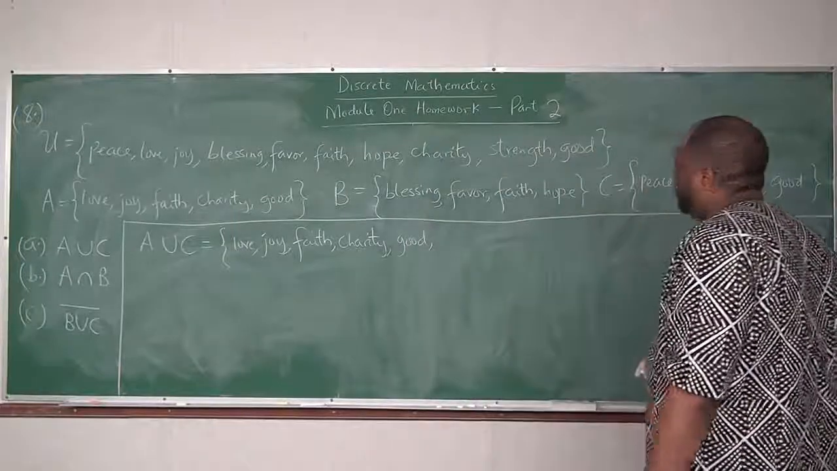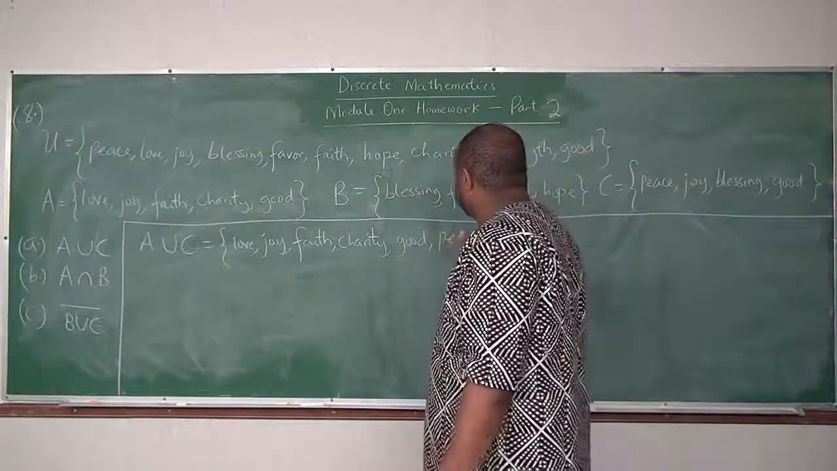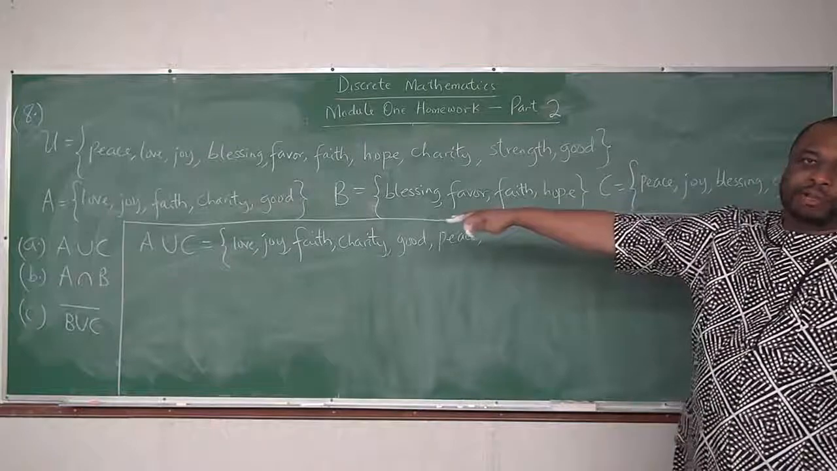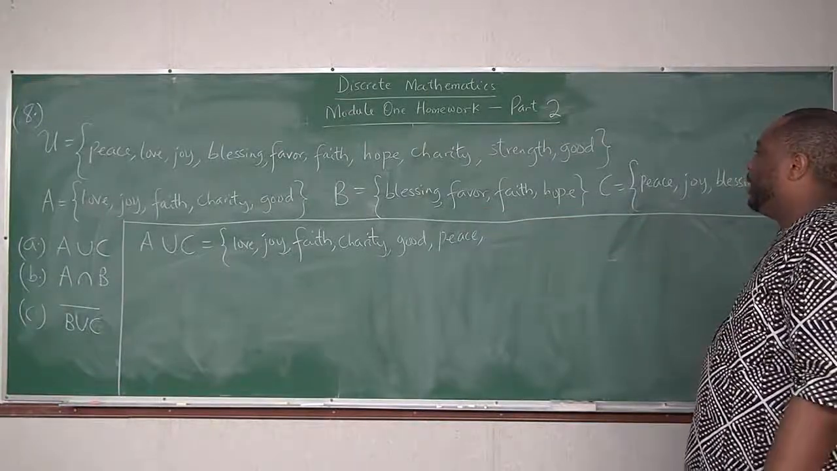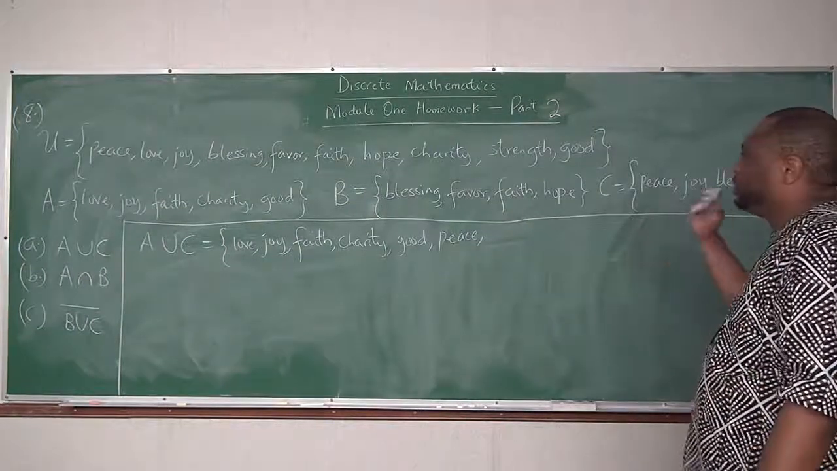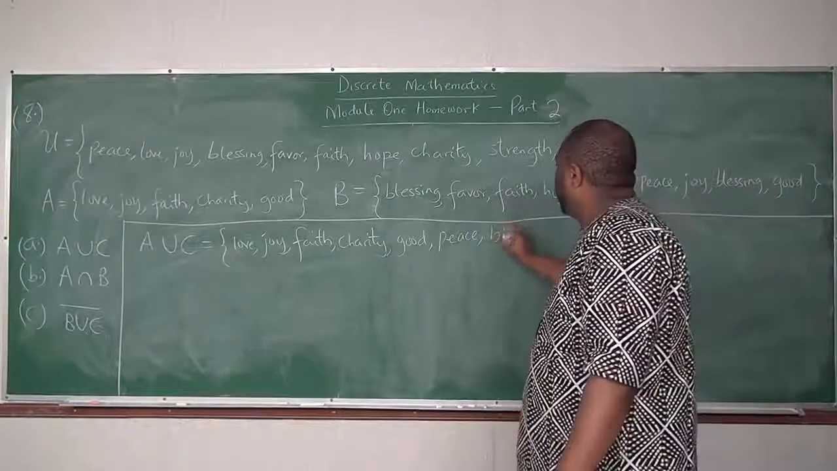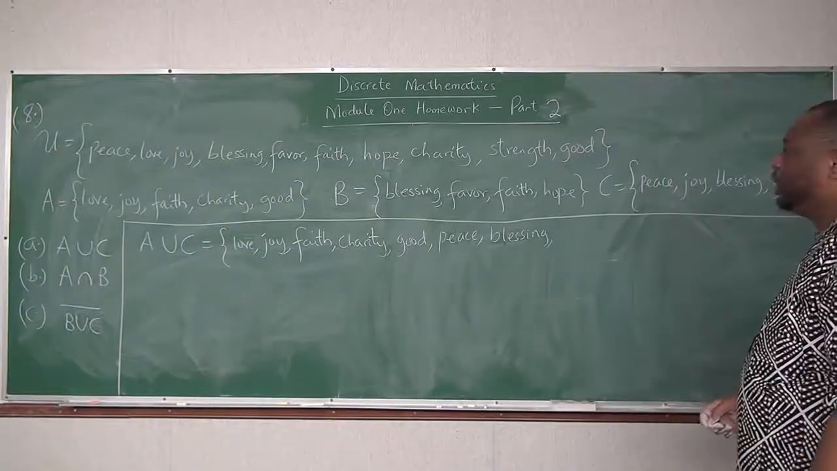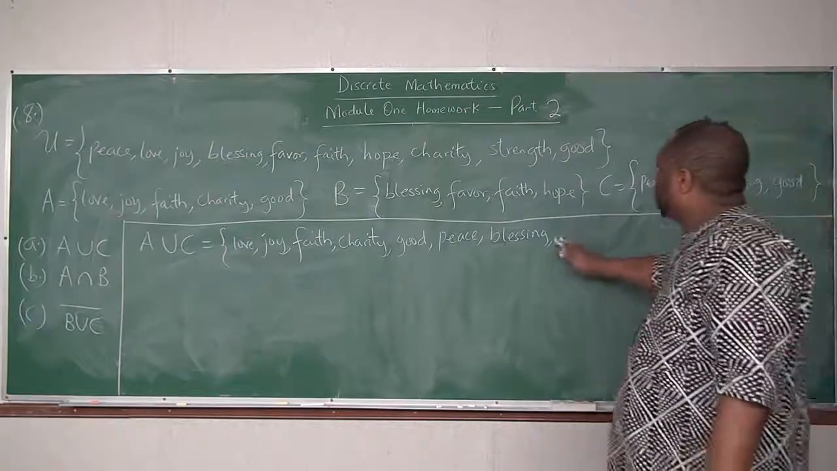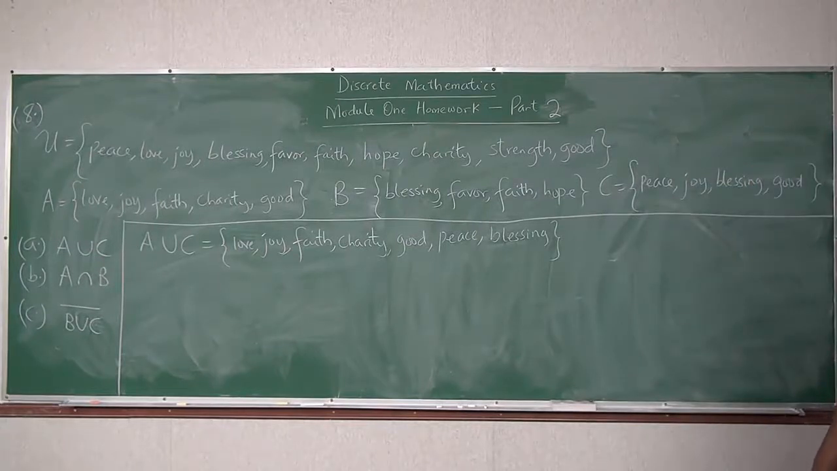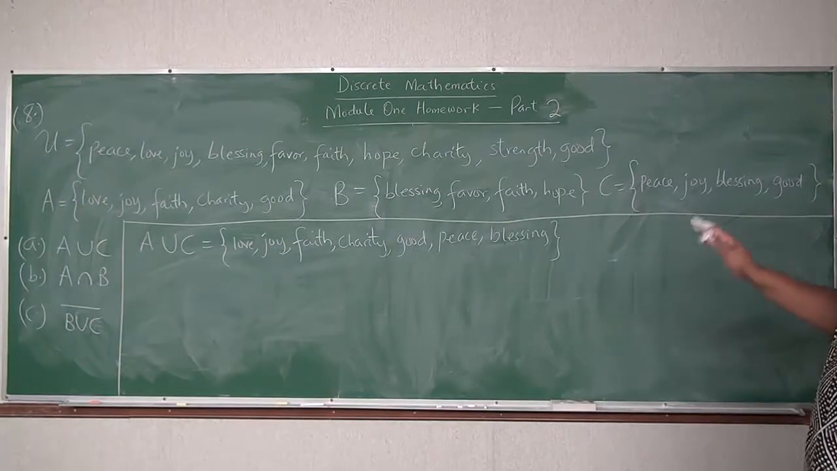Then we look at C. Peace, we write peace. We have to do this in order, okay? Joy, we have written joy before, so we don't write it again. Love, joy, faith, charity, good, peace. Joy, we've written it. Blessing. Good, we've written good before, okay? So we have this here. This is A union C as a set.